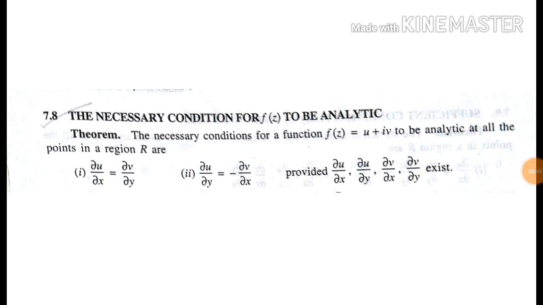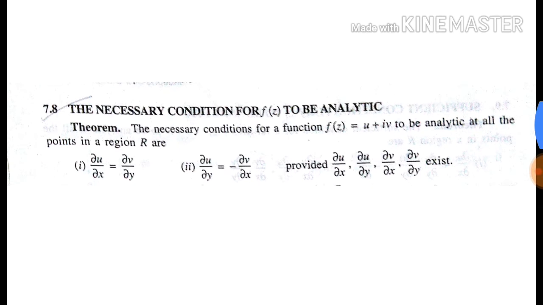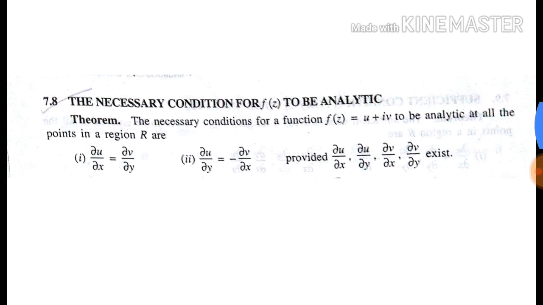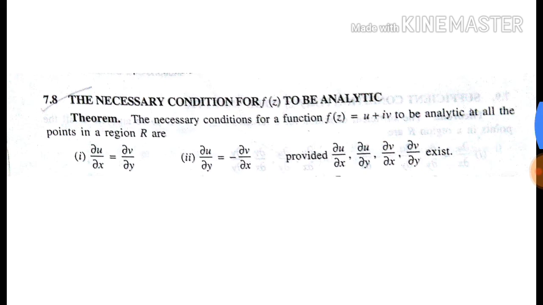Now the necessary condition for f(z) to be analytic, theorem. The first theorem is that the necessary condition for a function f(z) = u + iv, where u is the real part and iv is the imaginary part of the given function, to be analytic at all the points in a region R are, first, del u by del x is equal to del v by del y, and second, del u by del y is equal to minus of del v by del x.